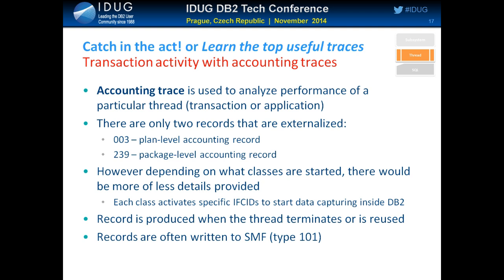So don't get confused. If you look in the documentation, you would say, okay, you started class 3, then a whole bunch of IFCIDs started, but they really started to capture the data. Externalization will go to these 2 IFCIDs. The record is normally produced when the thread is terminated or is reused, and often you just capture that to the SMF 101.